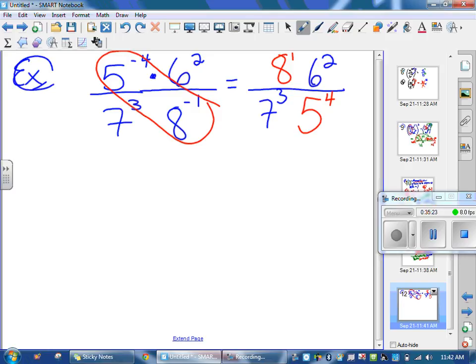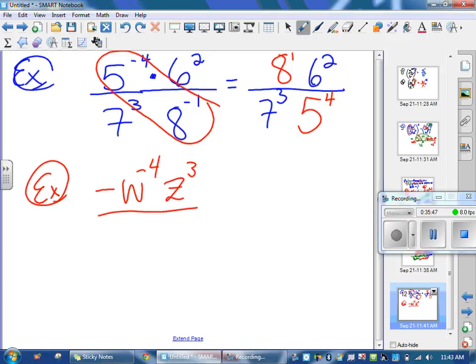Okay? Does this part make sense? Okay, let's put some variables in there, and some negative bases. So let's go with negative w to the negative 4, z cubed over x squared y to the 5th.